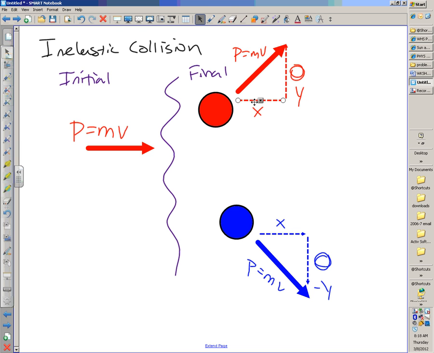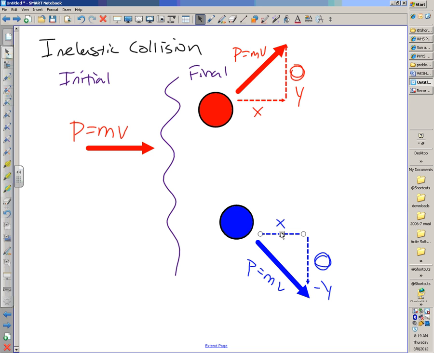These two components together need to add up to this original component. Good there? These two x components together need to add up to this, because this was the original momentum on the x-axis. For momentum to be conserved on the x-axis, whatever we started with, we better finish with. Are we good there? That was the first kind of problem that we did.